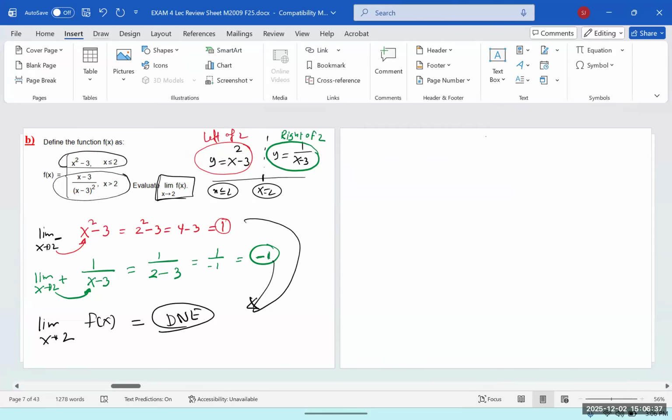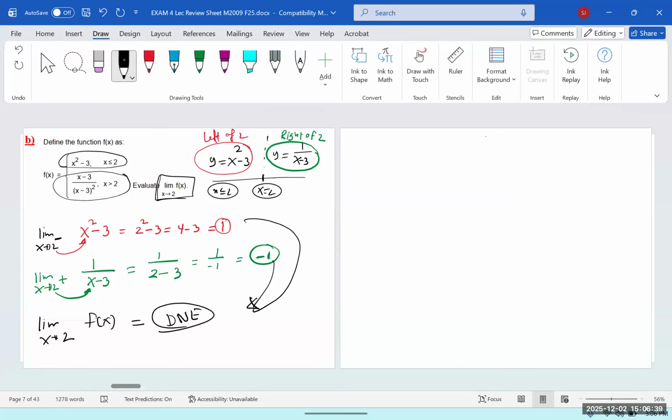So let's say we have a function f of x equals, let's say, x squared when x is less than 0 and 2x when x is bigger than or equal to 0. Okay? So this is called a piecewise function because we have different pieces of the function on the same plane.